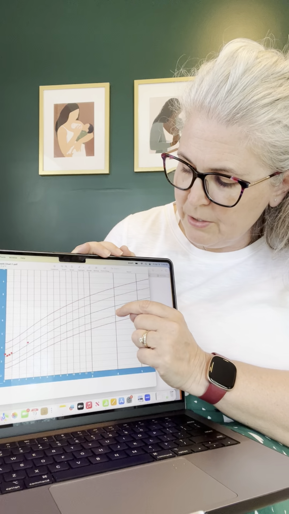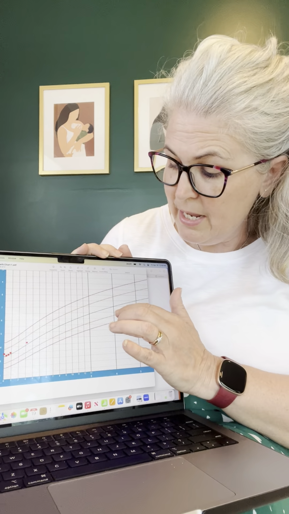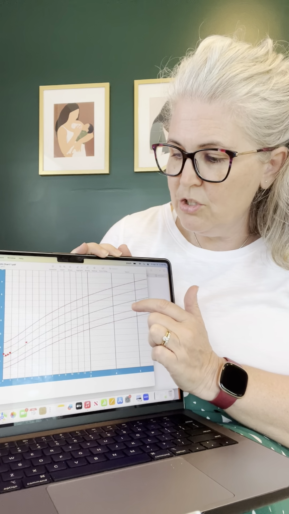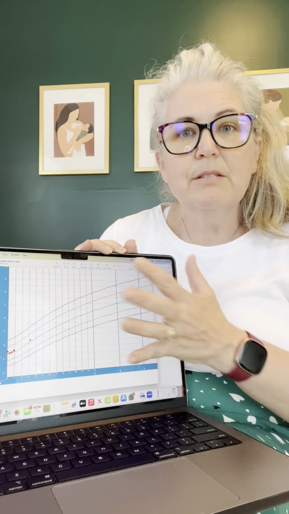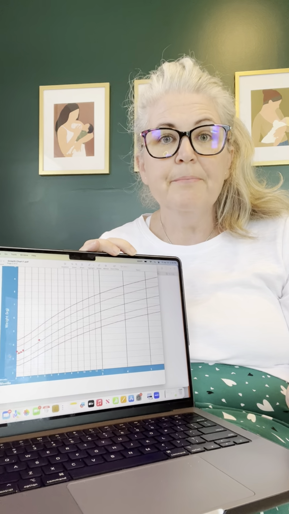So if the child dropped down closer to this yellow line, again, even that is not that concerning. It's when they go down to a second deviation that's concerning. So this is an example of a chart that's doing well.